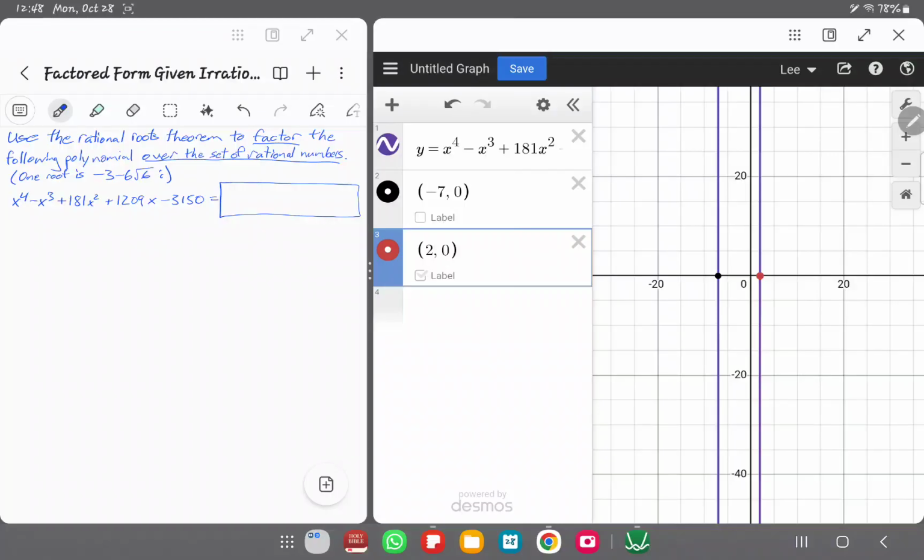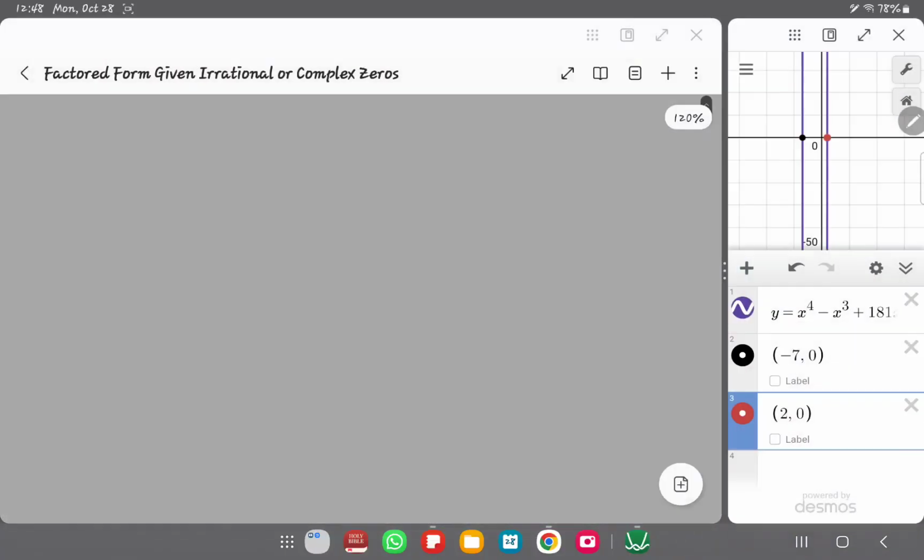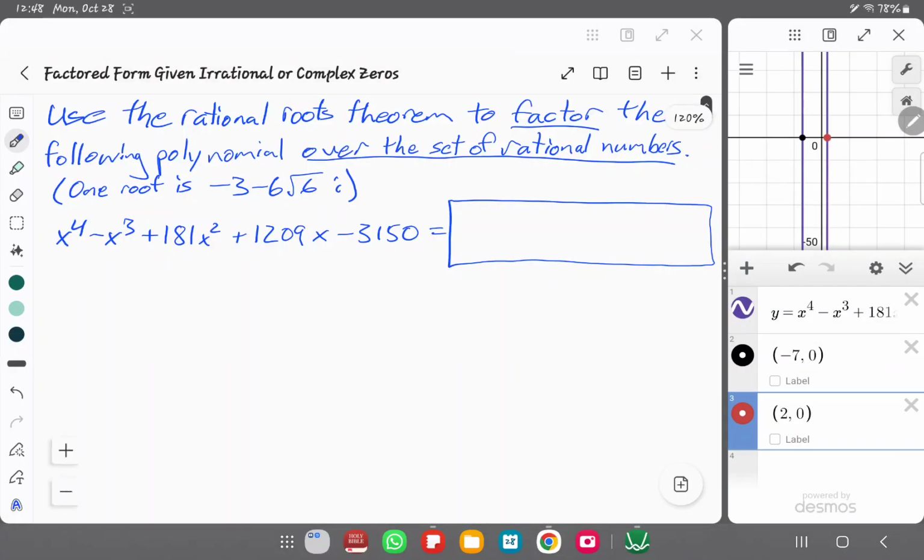That means I also know the factors, right? So x plus 7 and x minus 2 will also be factors. So I can go ahead and write those in, right? I'll pull this over to the side so I got more room to write. So this is going to be an x plus 7 and an x minus 2. All right, so those are two of my factors that I can get just right off the graph there.